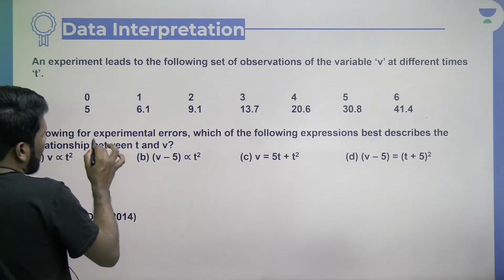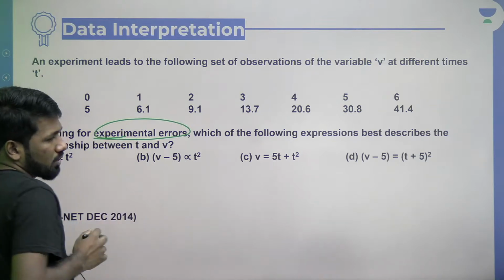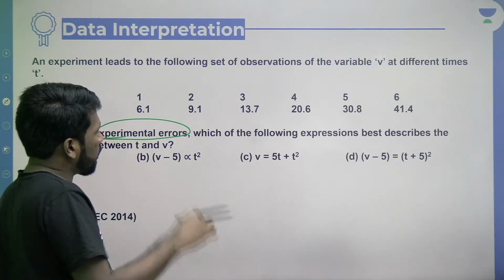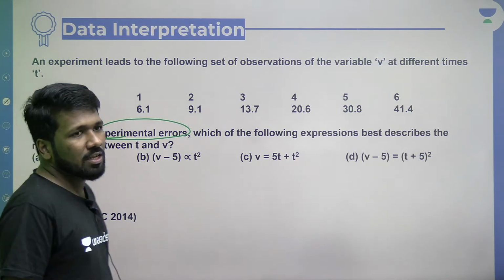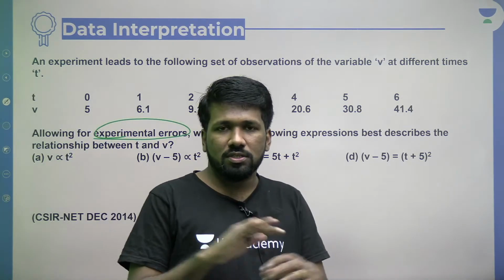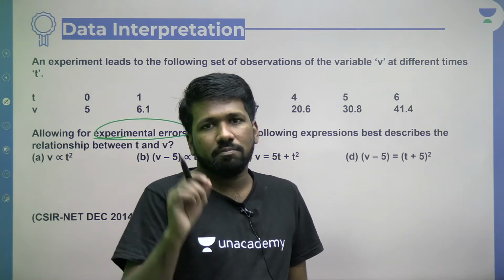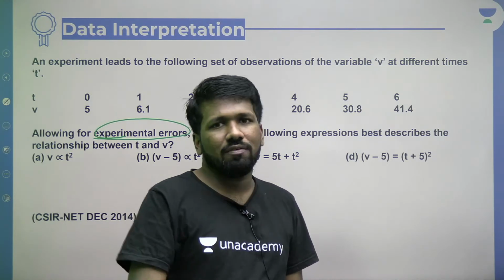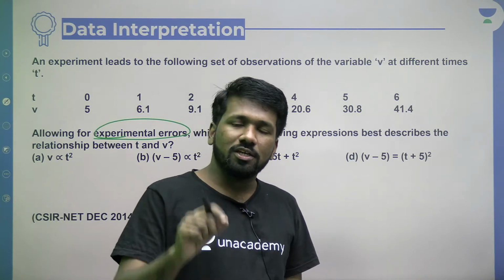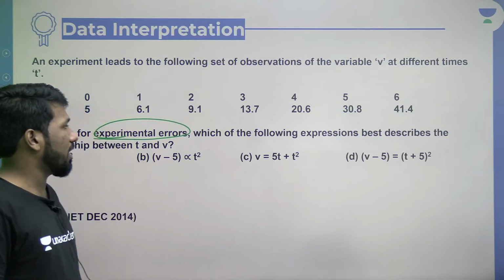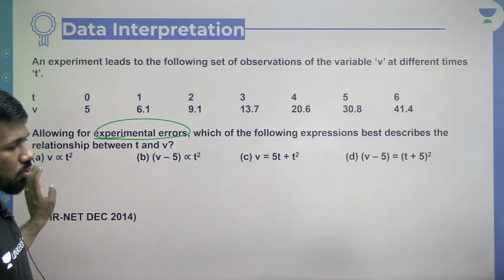Allowing for experimental errors. This is very important. That means slight variations can be there. That's the meaning of allowing for experimental error. Like in the previous question, in all cases x and f of x were connected by the same rule without any deviation, like 10 raised to x minus 1. But here slight variations can be there. So what rule can you establish?